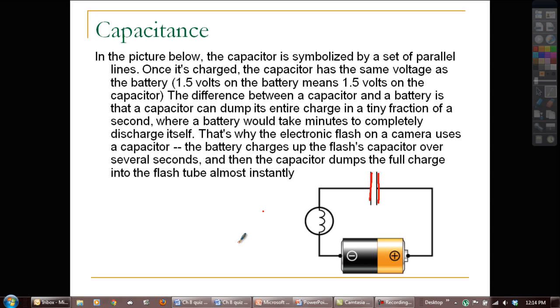So that's why the electronic flash on the camera uses a capacitor. The flash bulbs on your camera, if you go back and read the previous slide, use a capacitor because it can dump all that charge at one time and make that flash. So the battery charges up the flash's capacitor over several seconds, and then the capacitor dumps the full charge into the flash tube almost instantaneously.